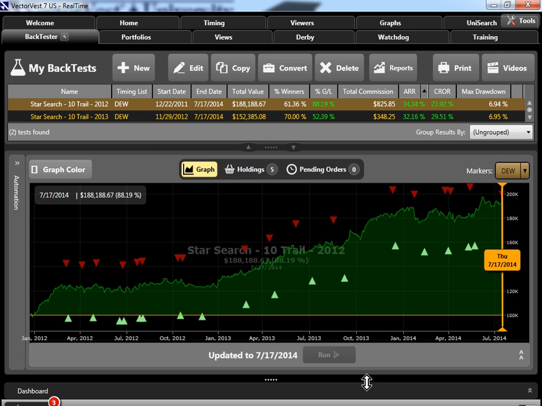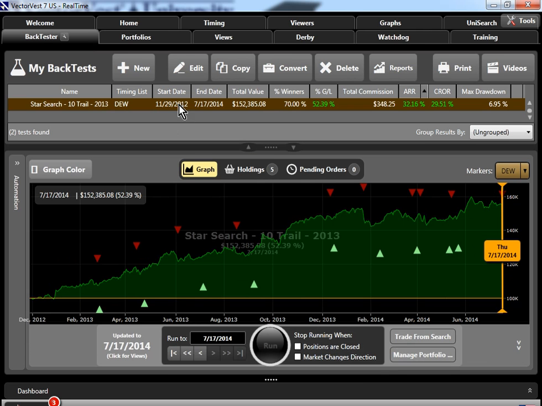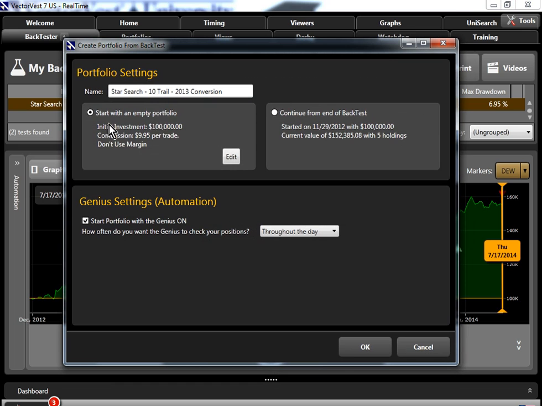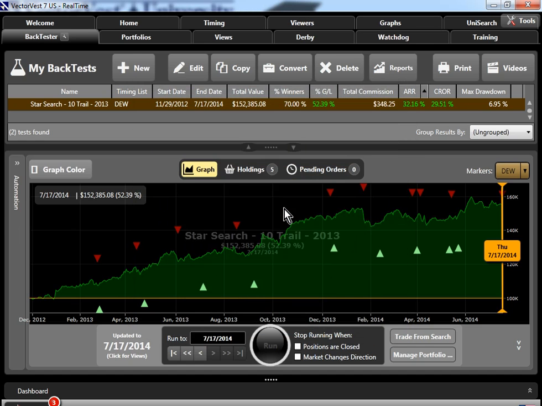One last thing I want to do is I want to take this more recent test and I'm going to convert this into a portfolio, and I'm going to show you how you can start tracking this or trading this going forward. I'm going to right click on that line, I'm going to left click on convert to portfolio, and we're going to start with an empty portfolio. You can also continue from the end of the back test. That will take the current value with your 5 current holdings and create a portfolio and continue to track the performance of this methodology in the portfolio manager in the Genius. I'm going to start with an empty portfolio, and I'm also going to start with the portfolio Genius on. I'll click OK. Let's open the portfolio now.